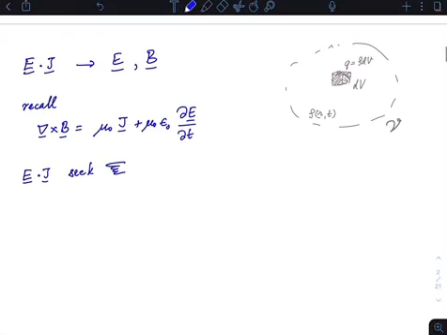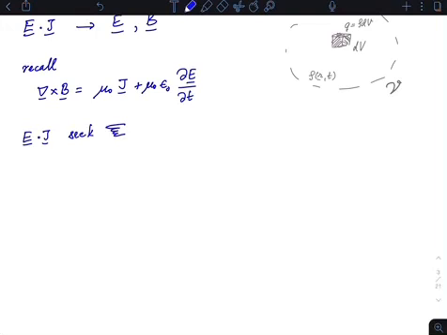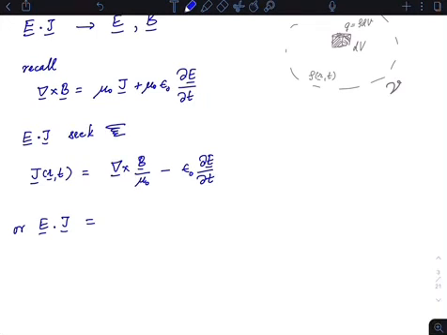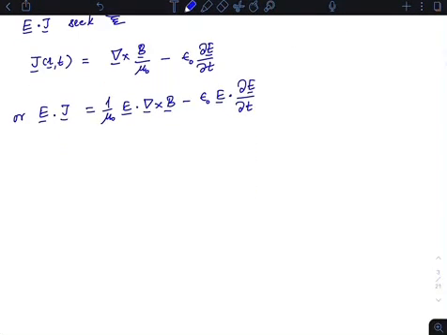Now the quantity that we seek is E dot J. This is what we are seeking. Therefore, let's express J, the quantity that we are seeking to eliminate here, as a function of the other variables in the Maxwell equation. This is curl of B by mu naught minus epsilon naught d/dt of E. Or now E dot J is E dot curl B over mu naught minus epsilon naught E dot d/dt.